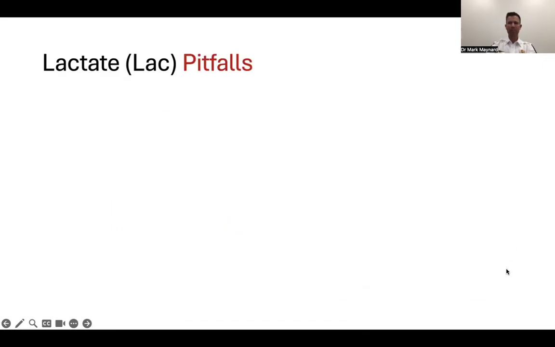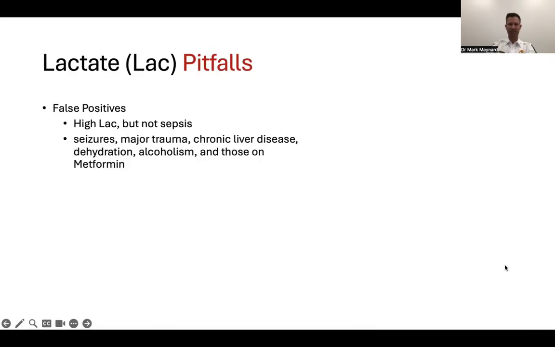All right, so what are some pitfalls we can run into when doing the labs for lactate? Well, we do have some false positives. In fact, there's quite a few false positives for lactate. So what is a false positive? It's when the lactate is elevated, but it's not sepsis. Remember, not every lactate elevation means sepsis, but it can mean sepsis.